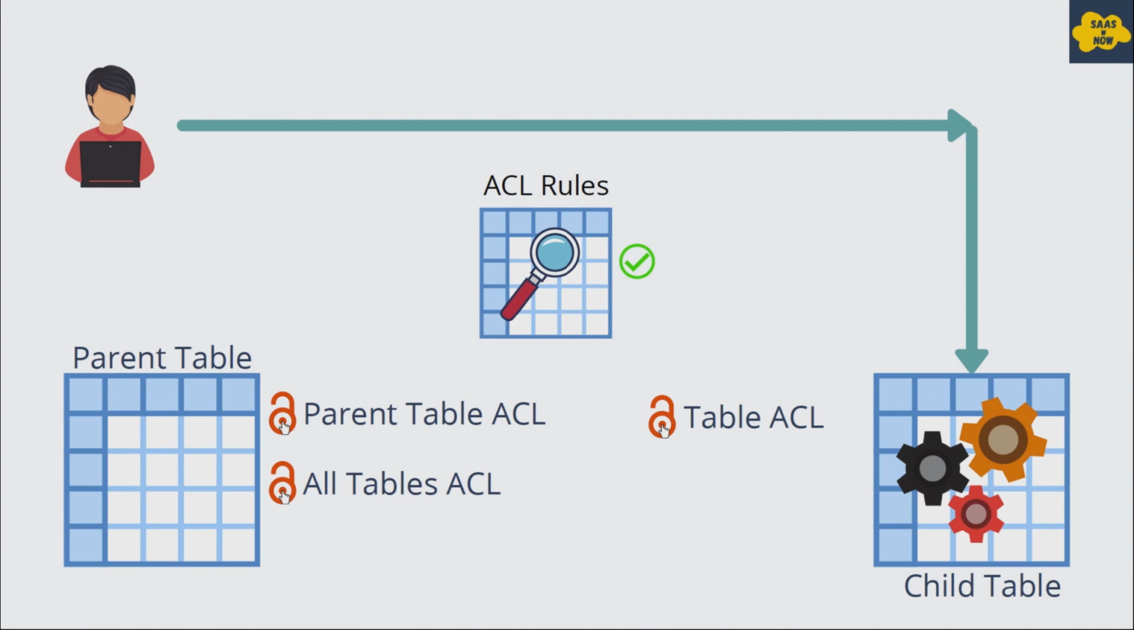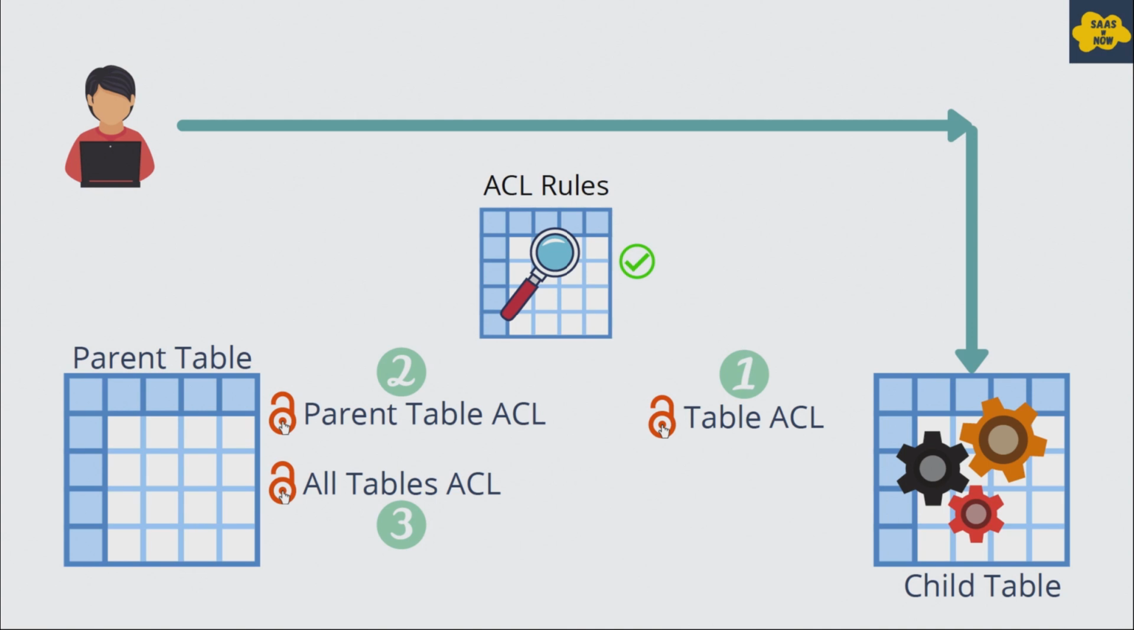And if ACLs are found, it checks first whether table ACLs are available or not. Overall, we have three different table ACLs: table ACL, parent table ACL, and all table ACLs. Now, table ACLs are evaluated first. If they are available, then parent ACL, and then all table ACLs. That's the sequence of evaluation.